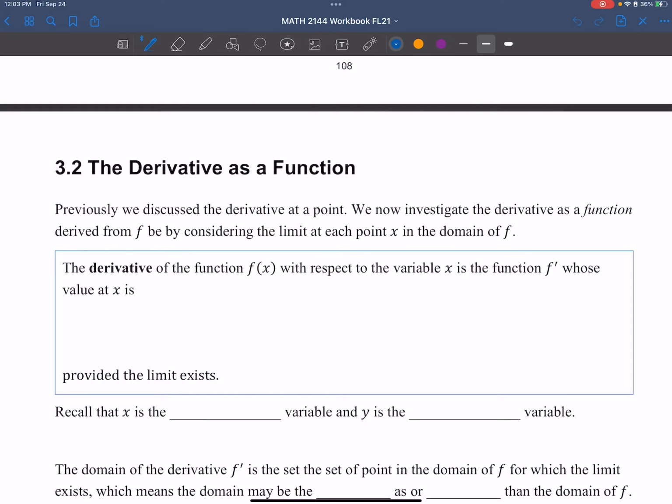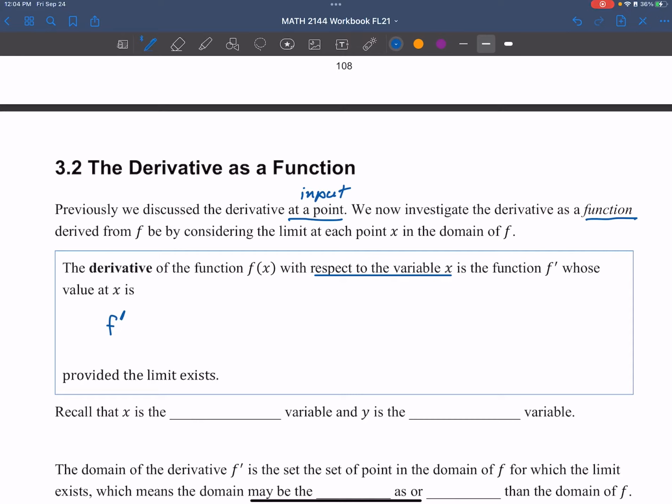So with that being said, let's go ahead and read what this says. Previously, we discussed the derivative at a point. And again, that point is basically the input to the function that we're looking at here. Now we investigate the derivative as a function derived from f by considering the limit at each point x in the domain of f. So the derivative of a function f of x with respect to a variable x, and we'll discuss this idea of with respect to more as we go, is the function f prime whose value at x is defined as follows.